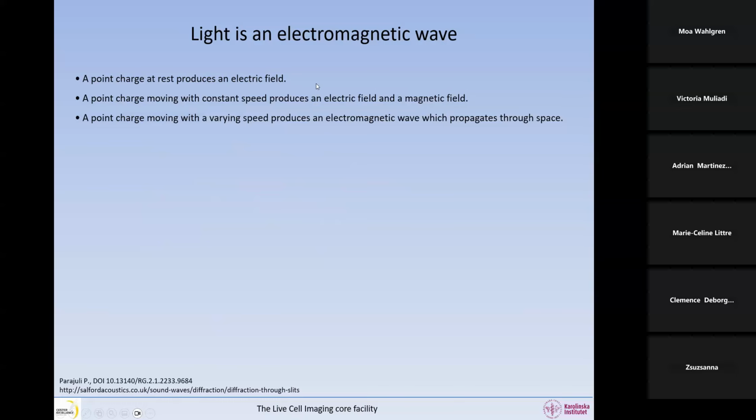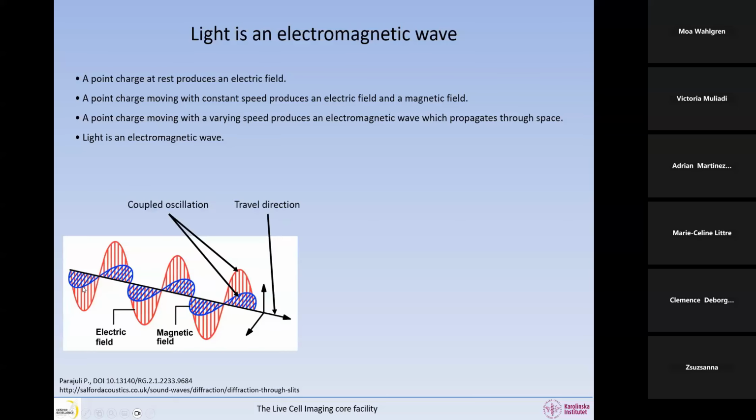But if now the point charge moves and changes its speed, so it accelerates and decelerates, it produces an electromagnetic wave. And what is that? The electric field and the magnetic field become coupled together, and that is an electromagnetic wave. This wave propagates through space. And light is an electromagnetic wave. There are other types of electromagnetic waves, but light is one of them.